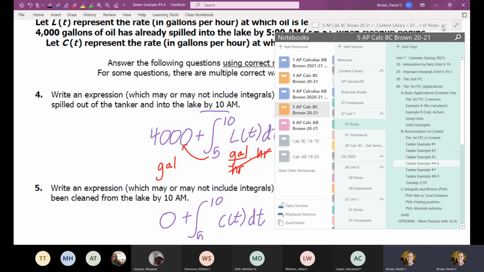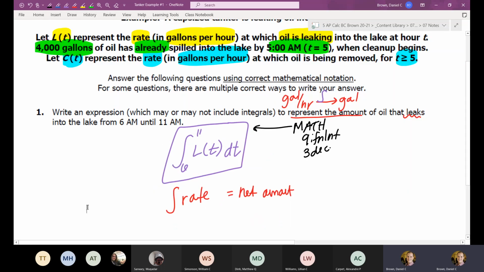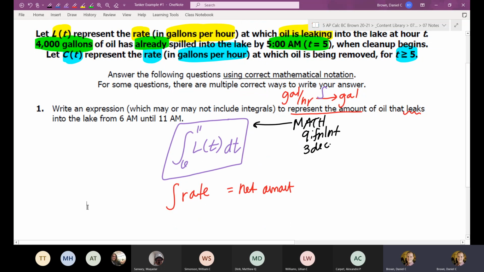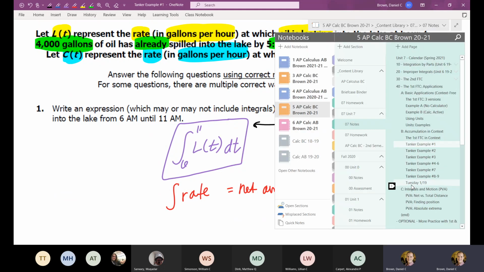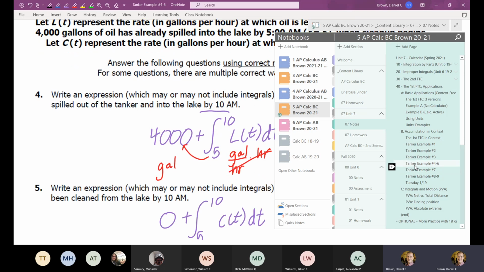Comparing that to what we saw in question number 1, where it just said write an expression to represent the amount that leaks from 6 a.m. to 11 a.m. So it had 2 time intervals and no initial condition. That's a common mistake I see, of when you use the initial condition and when you don't. Between 2 time intervals, no initial condition. Up until a specific amount of time, we did have the initial condition.